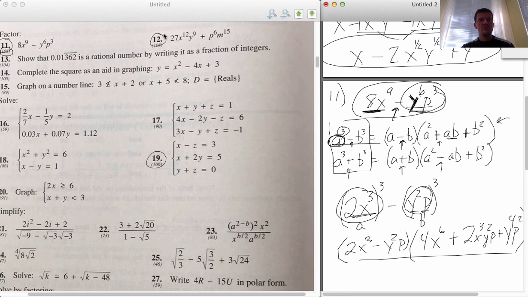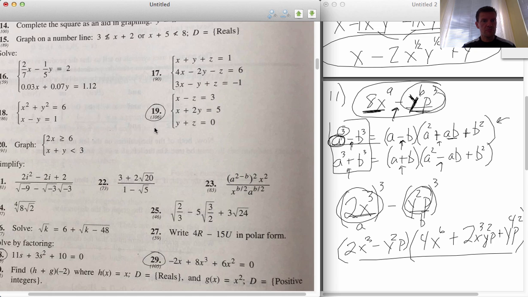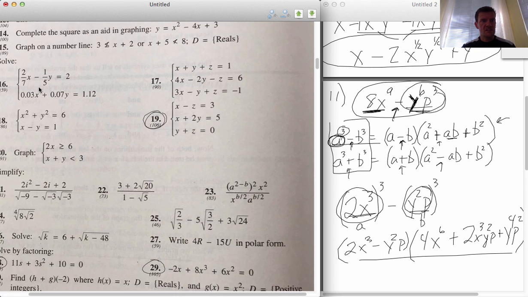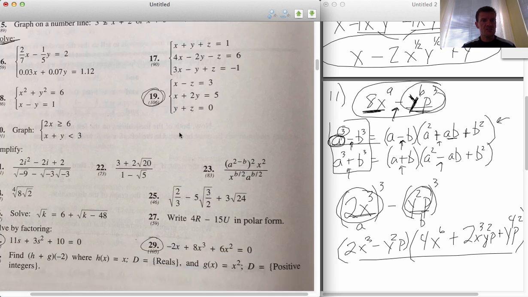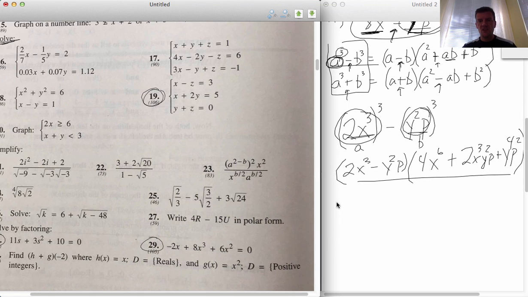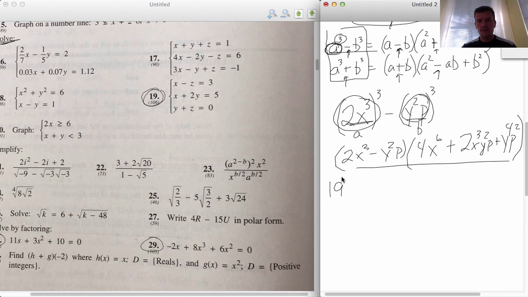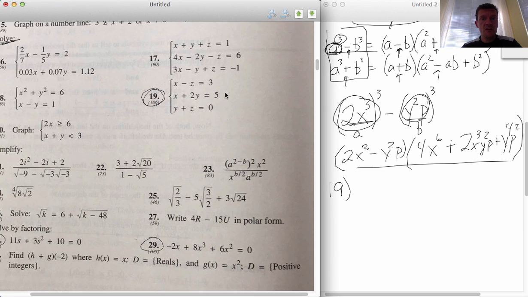Okay? You can try number 12. Let's go down here to 106, and the instructions are to solve. Notice that in this number 19 here, this is lesson 106, we have a system of equations where there are 3 equations and three unknowns, x, y, and z. Not every equation has to have all 3 variables in it, but there are 3 different variables in 3 equations.